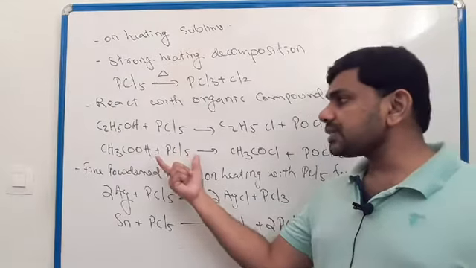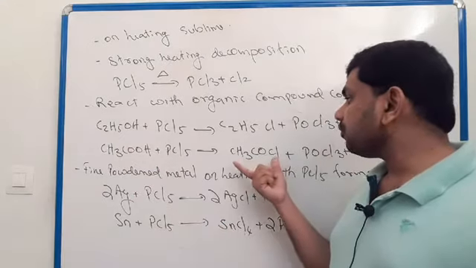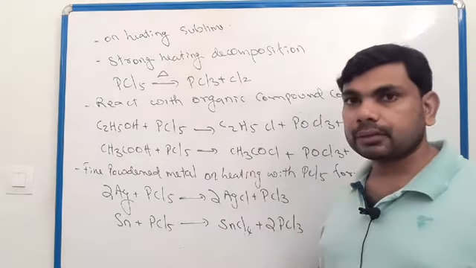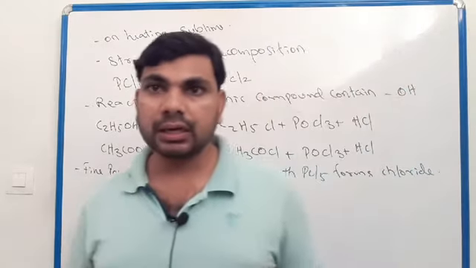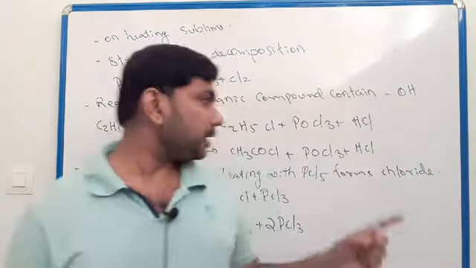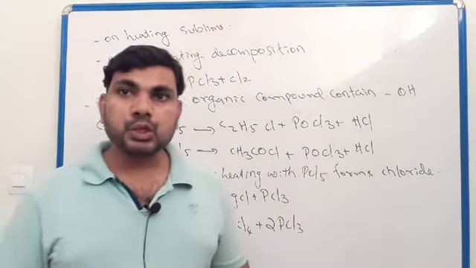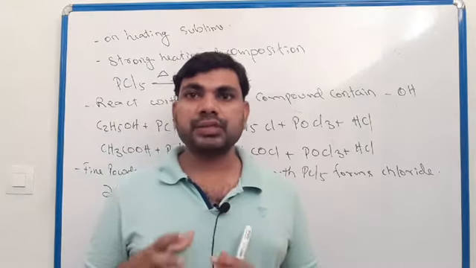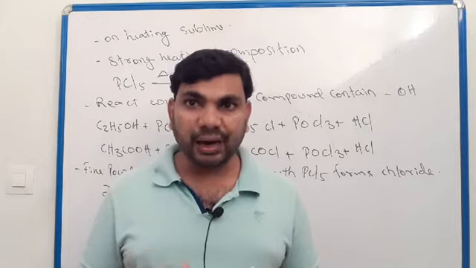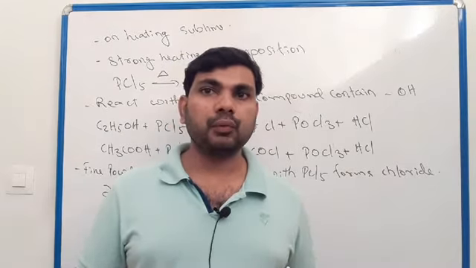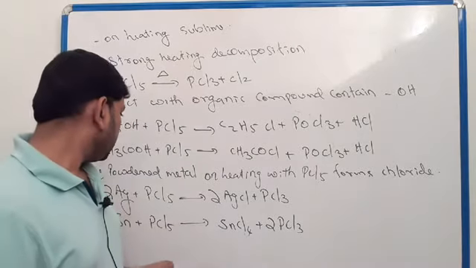Also, PCl5 reacts with carboxylic acid to form carbonyl chloride. Carbonyl chloride means CH3COCl, formed along with POCl3 and HCl. Okay, so these are the chemical reactions of PCl5 with organic compounds which contain the OH functional group.